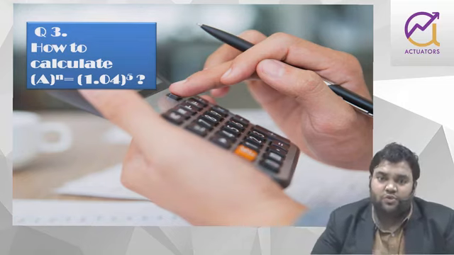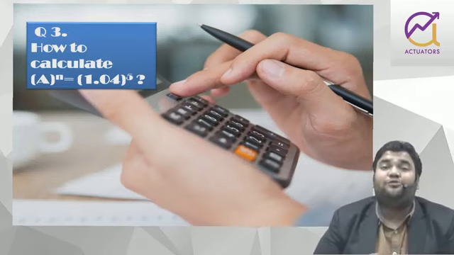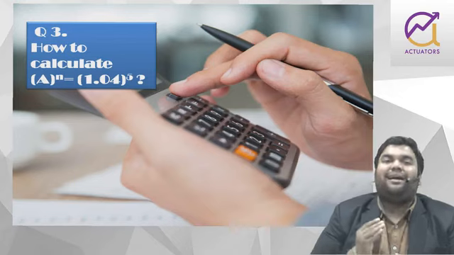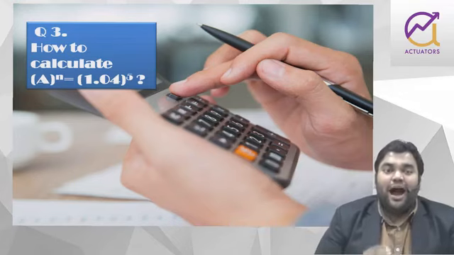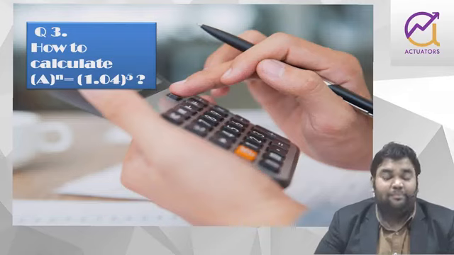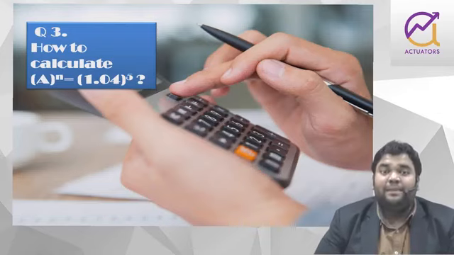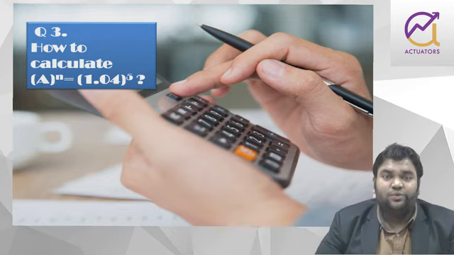When the power was 2, we pressed equals to once. When the power is 5, we will press equals to 4 times. Yes, you are correct. This is the exact logic behind this. How to calculate a to the power n? It is very simple. Type a in the calculator, then press into once, and then press equals to n minus 1 times.